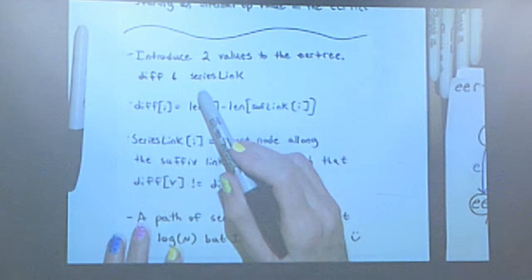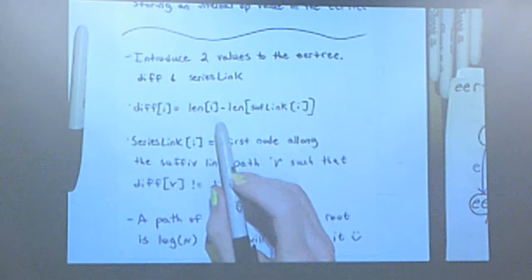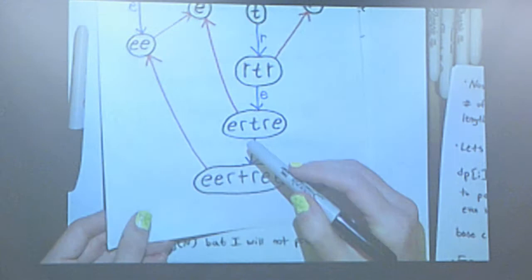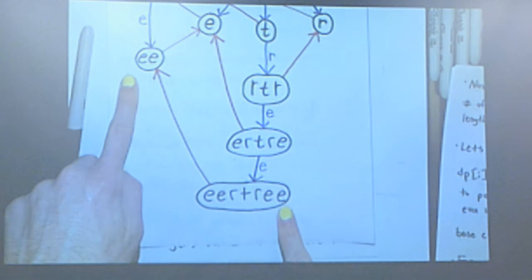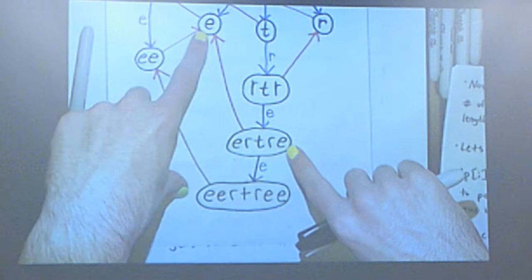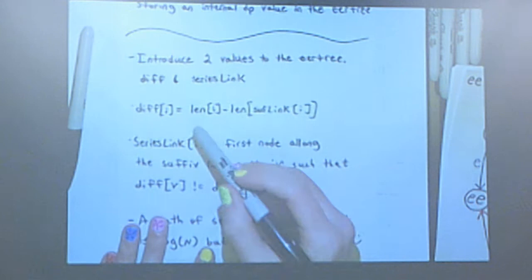Diff is going to be pretty simple. It's going to be the difference in length between my node and my suffix link. So for here, the diff value of this node is going to be the length of this minus the length of this, which is 5. For this node, it's going to be the length of this minus the length of this, which is 4, and so on. That's going to be diff.